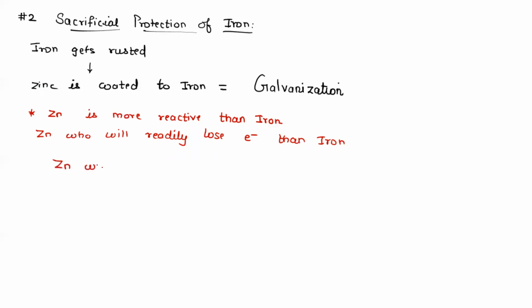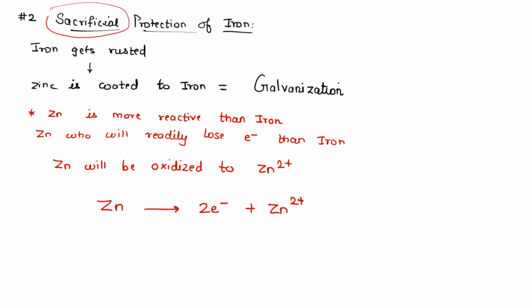So zinc will be oxidized to Zn2+, and the reaction will be Zn losing 2 electrons, becoming Zn2+. This is why it is called sacrificial protection. Why sacrificial? Zinc is sacrificing its electrons to protect the iron. And this is the end of the topic, metal extraction. So we finished 3 topics over here: electrolysis, hydrocarbons, and metal extraction.